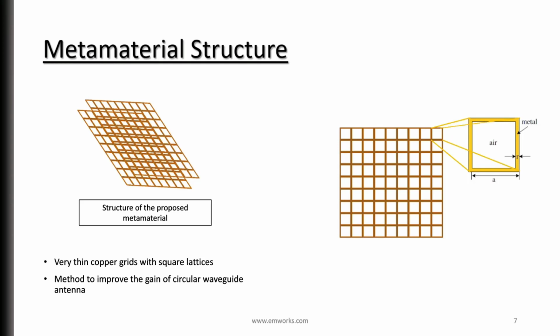Metamaterials are artificial structures, periodic, quasi-periodic, and non-periodic, that allow to tailor the propagation of electromagnetic waves. In this work, metamaterials specifically mean a periodic array structure added in order to improve the antenna gain. As shown in this figure, the metamaterial structure is composed of a very thin copper grids with square lattice whose period is equal to 7.6 mm in the X and Y axis.